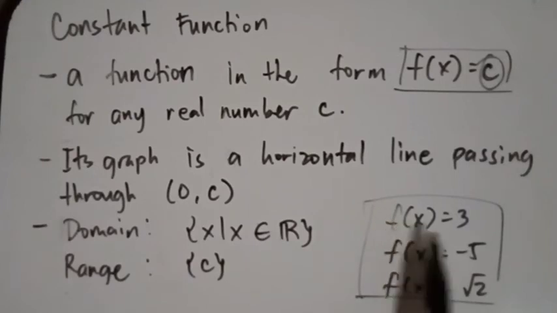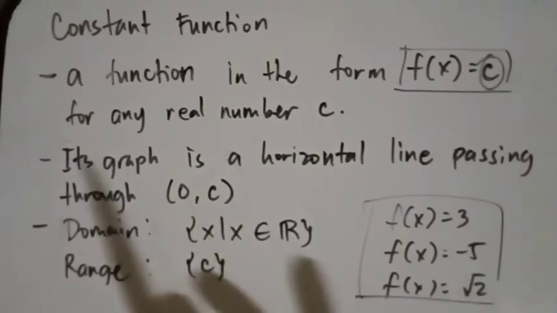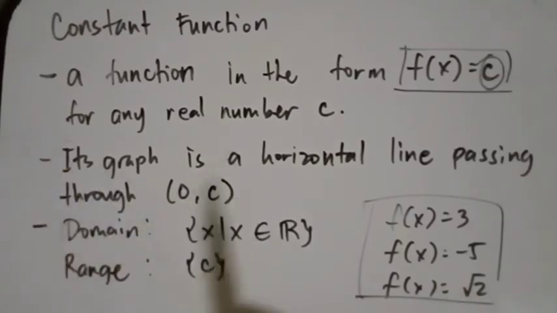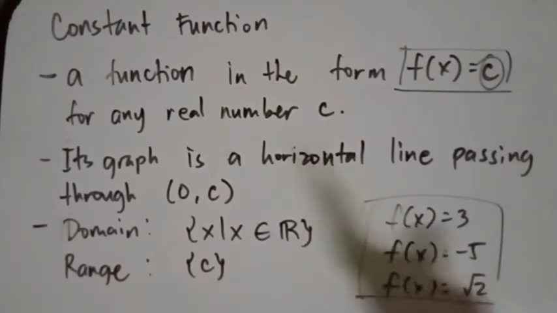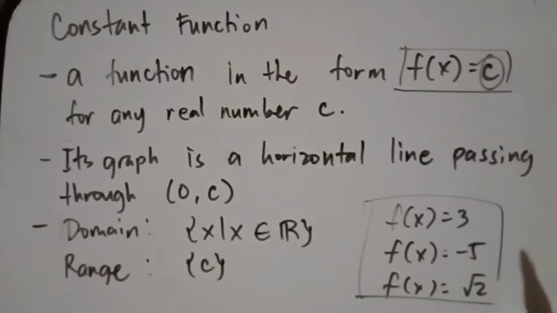So kung halimbawa ito yung constant function, yung range nila ay 3, negative 5 at saka square root of 2 kung saan nag-i-stay lang siya sa value ng constant mismo. Okay? At itong 3, negative 5 at saka square root of 2, ayan mismo yung kanilang y-intercepts. Okay? Tapos yung graph ng tatlong ito ay lahat horizontal line. So, nag-iiba lang yung y-intercepts nila. Okay? So, paano tayo mag-graph ng constant function?